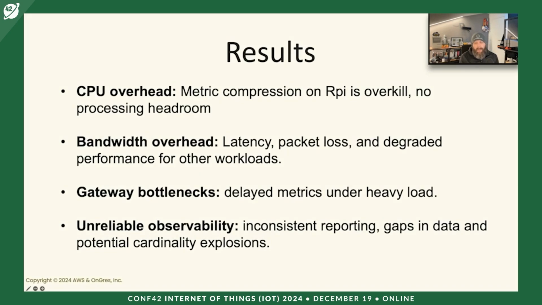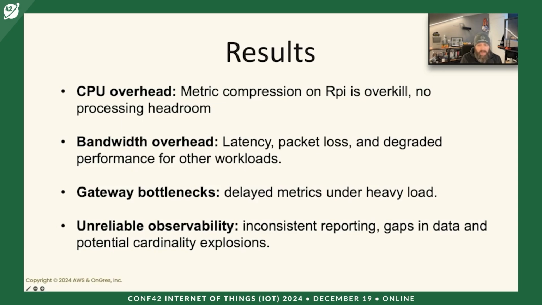So the results here: frequent metric transmission from all these 63 Raspberry Pi nodes saturated the 300 megabit shared bandwidth, causing latency, packet loss, and a huge degradation in performance for other workloads that we were running. Also, we had high CPU overhead. Processing this whole thing with compression was not a very good idea. It probably would have been better to just send raw data, but we also had congestion on the network, and let the server do the compression and the whole thing.